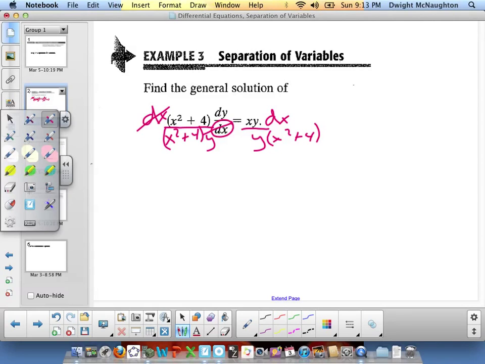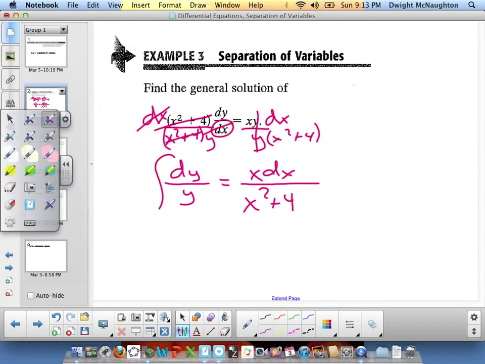And as we do that, the y's here will cancel, the x squared plus 4's here will cancel. We end up with dy over y equals x dx over x squared plus 4. And now with our variables separated, we can integrate. The left side is dy over y, that's the du over u pattern. That's our natural log of y. Again, absolute value of y.